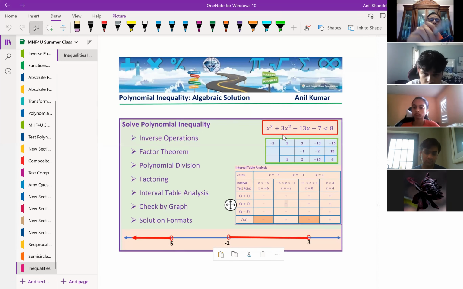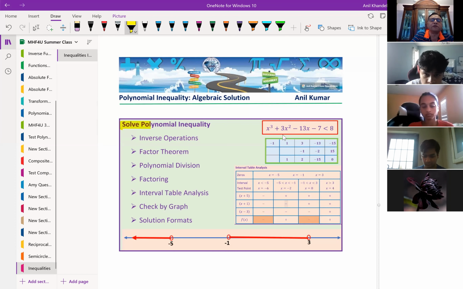So now we will actually summarize the steps of solving polynomial inequalities. Well, the first step is inverse operation, which I'm trying to say is, let us say we are working on this particular inequality, which is x cubed plus 3x squared minus 13x minus 7 is less than 8, correct? What should be the first step to solve this? Hamza, can you please tell me?